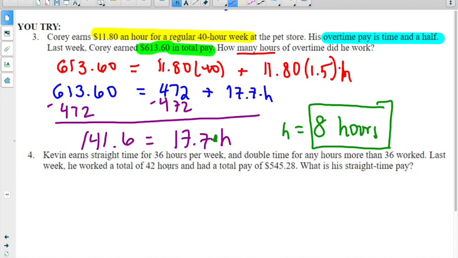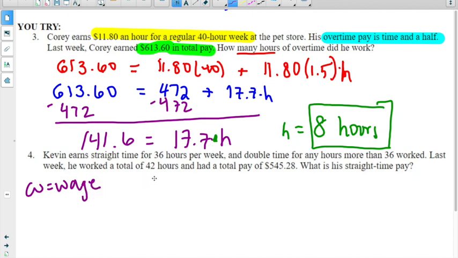Straight time for 36 hours per week. We don't know the straight time pay, okay? I'm going to choose a letter to represent his straight time pay. That's our task, is to figure out what he makes hourly, okay? So in order to not get our hours and our hourly rates confused, I'm going to use W for the straight time pay, for wage. Let that be his hourly wage.